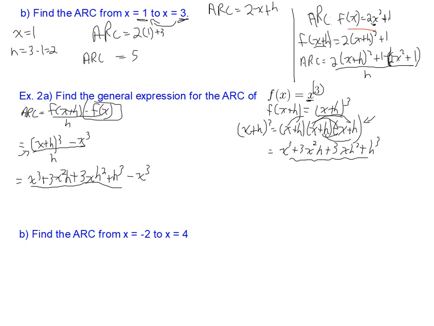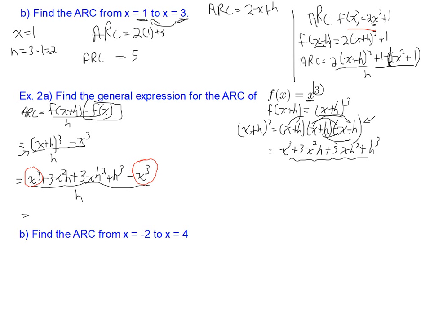Divide that by h. One of the things you should notice when you're doing this is that all of the terms that don't have an h in them should disappear. We're subtracting an x cubed here, and we had an x cubed over here. Those are the only two terms that don't have an h in them. The reason is that we should be able to factor an h out of what's left, and if we can't, we've probably made a mistake somewhere.